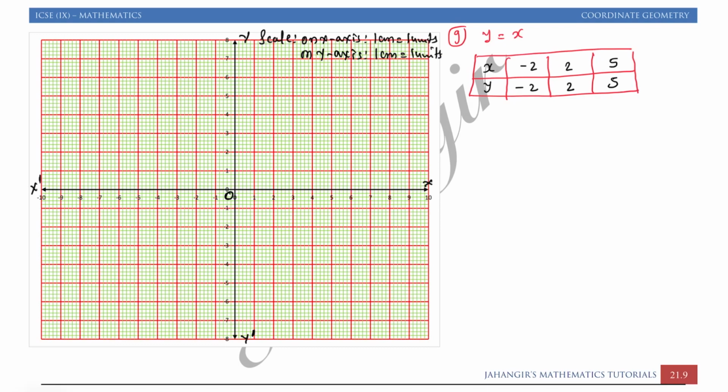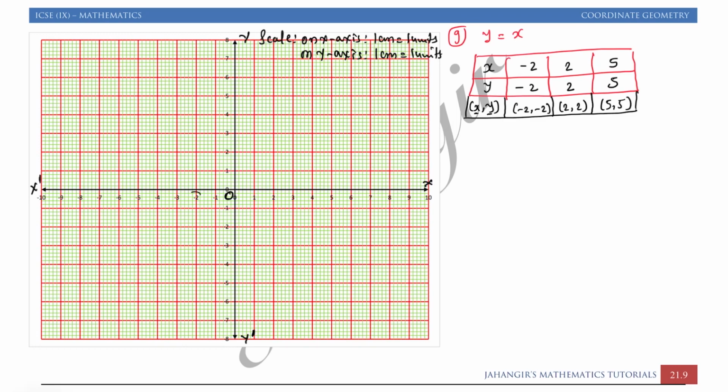So first we will mark, see this is one coordinate. If you want, you can make one more row like this below for x, y. So x comma y: x is minus 2 here, comma minus 2; second, 2 comma 2; and third, we have 5 comma 5. So let us start marking.